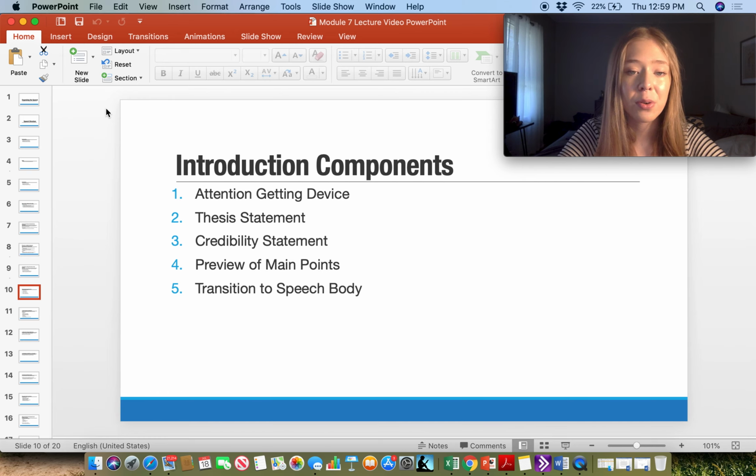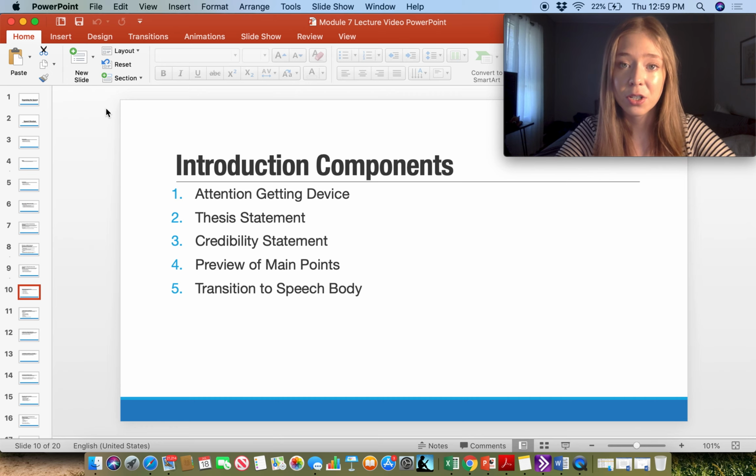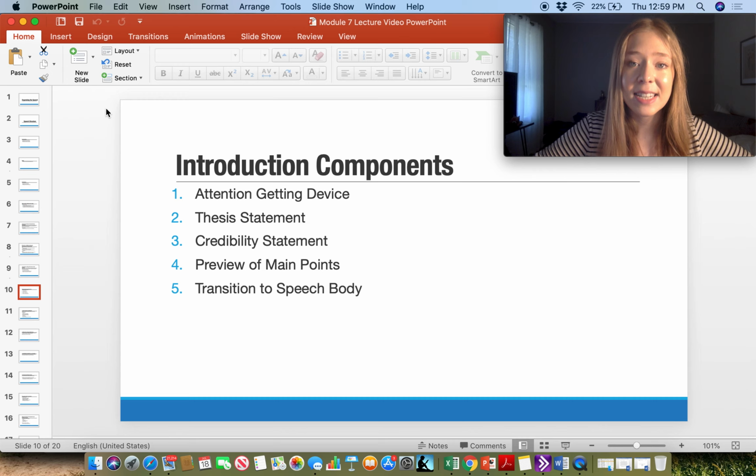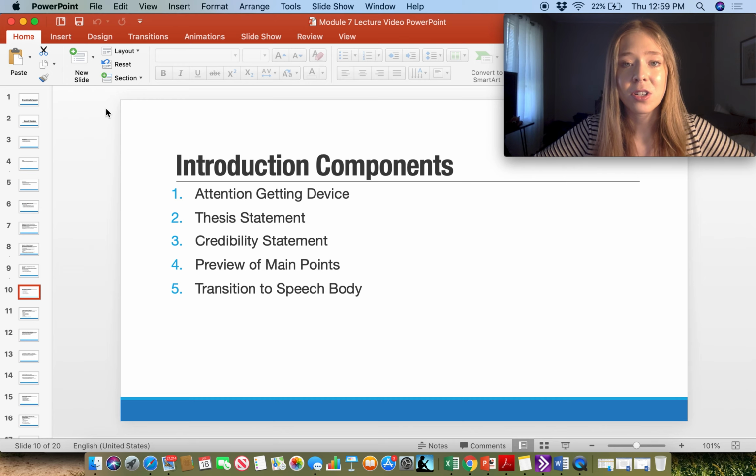So we will go through all of these specifically, but really important to remember is that they do need to go in this order. Again, we want to keep it really structured so that when you leave this class, you at least have an idea of one way to keep your speech very structured.